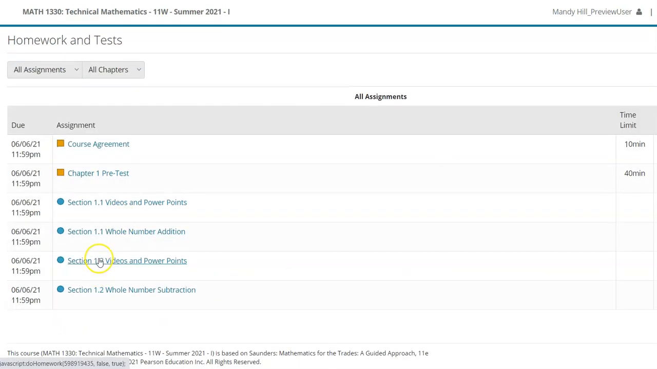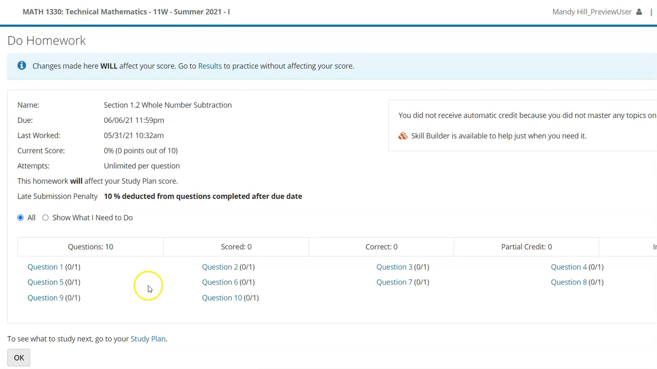Okay, and if I go to section videos on section 2, I open up that one. I did not get any of the subtraction problems right, probably because we didn't work them right. So if I had gotten a couple of skills, it would have put check marks beside the ones that I had gotten correct. Okay, so those are the basic things that you need to know.